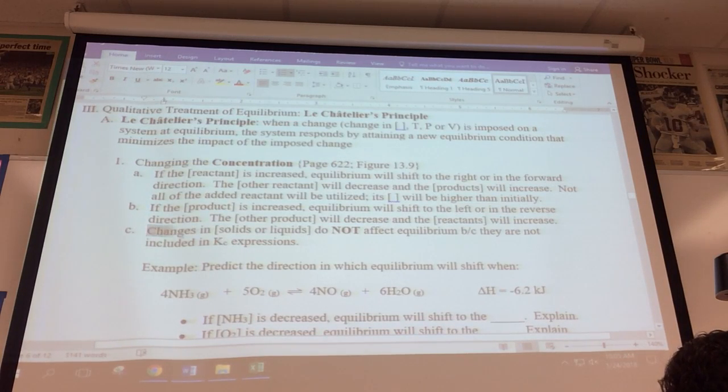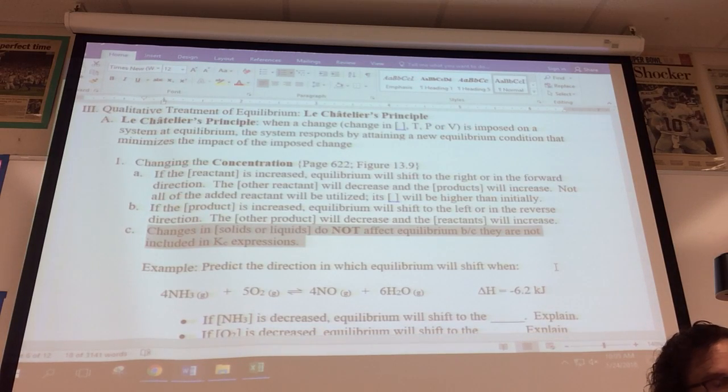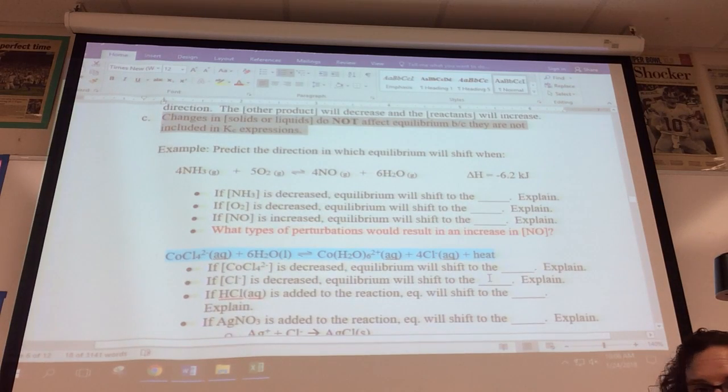Be careful. Changes in solid or liquid concentrations don't affect equilibrium. They're not included in Kc expressions. And they'll go for that on a part 1 or part 2 question. If they ask you in which direction will equilibrium shift when more solid is added, no effect on equilibrium. All right? Ignore the solids, ignore the liquids. Those are more likely to get a multiple choice though, right? You betcha.